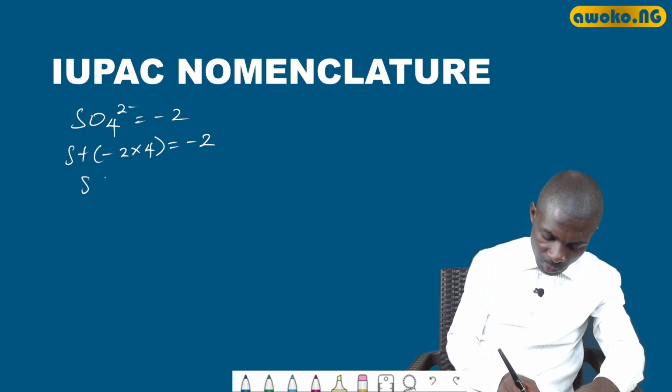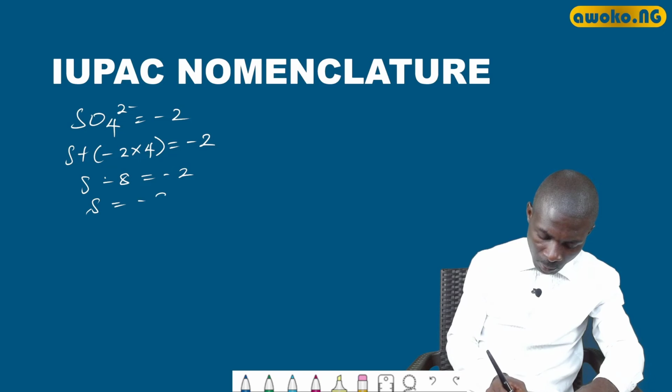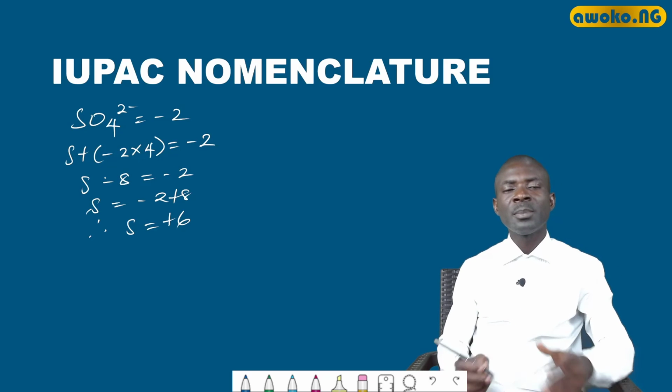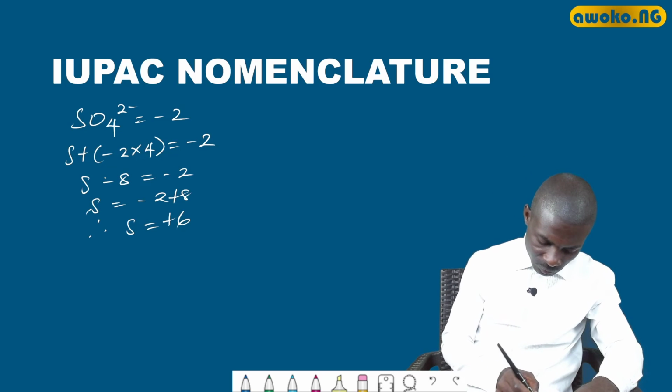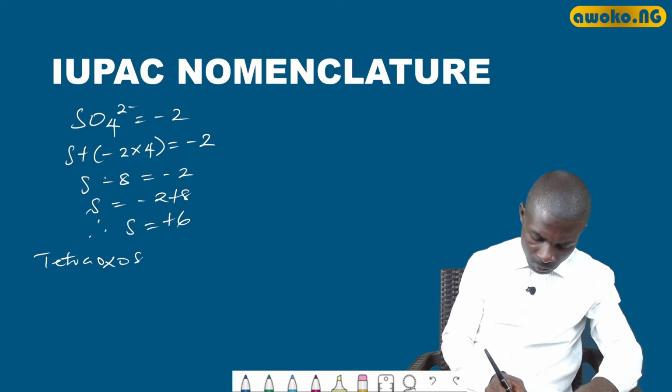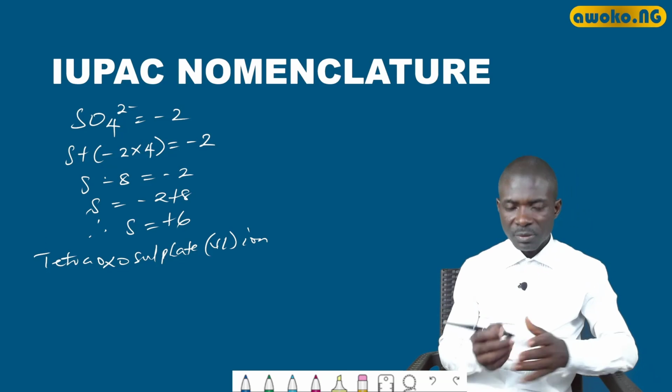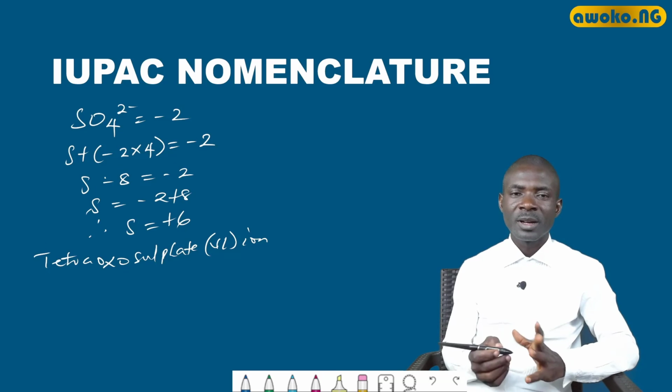So S minus 8 is equal to -2. Making S the subject of the formula, S is equal to -2 plus 8. Therefore, S is equal to +6. So we can simply name this ion as tetraoxosulfate(VI) ion. That is very interesting and very, very simple.